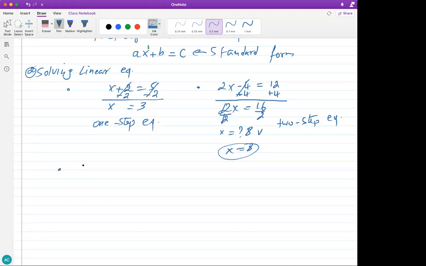Okay, let's throw in some parentheses now. Say 3(x minus 1) plus 6 equals negative, say, 9. Okay, the equation is getting a little longer. Of course, obviously it's going to take more steps than the first 2.